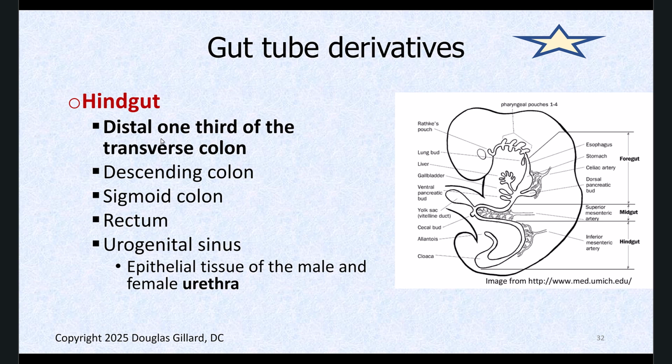Hindgut. The distal 1/3 of the transverse colon, following the poop, descending colon, sigmoid colon, rectum, and then some urogenital sinus, which will give rise to the male and female urethra.